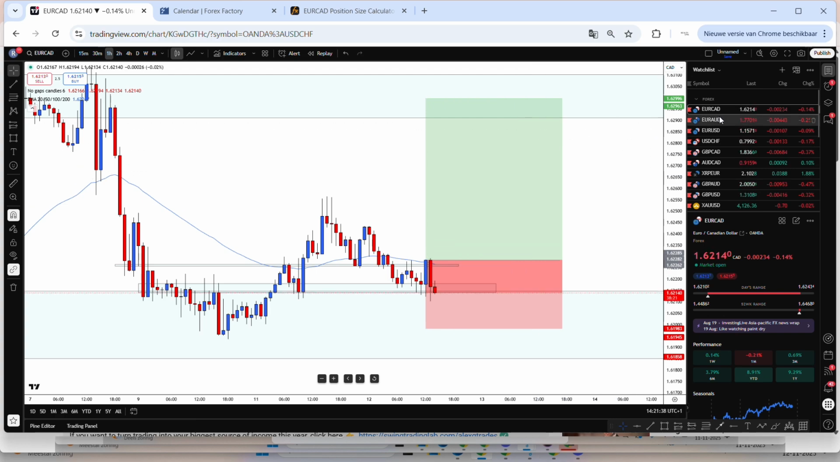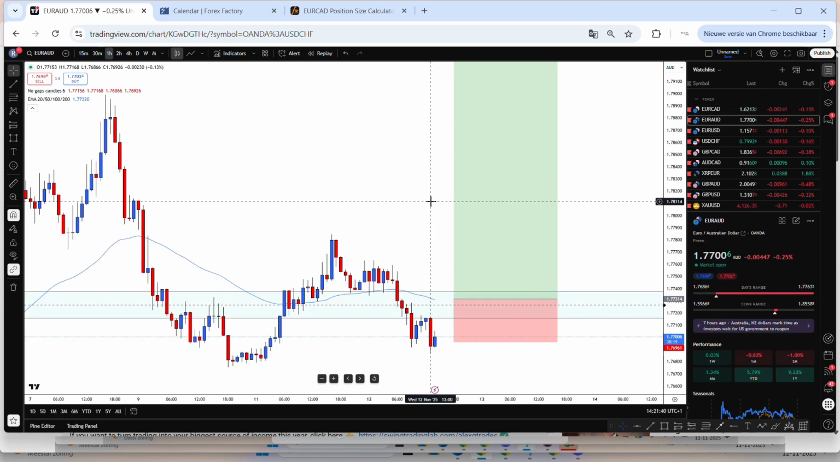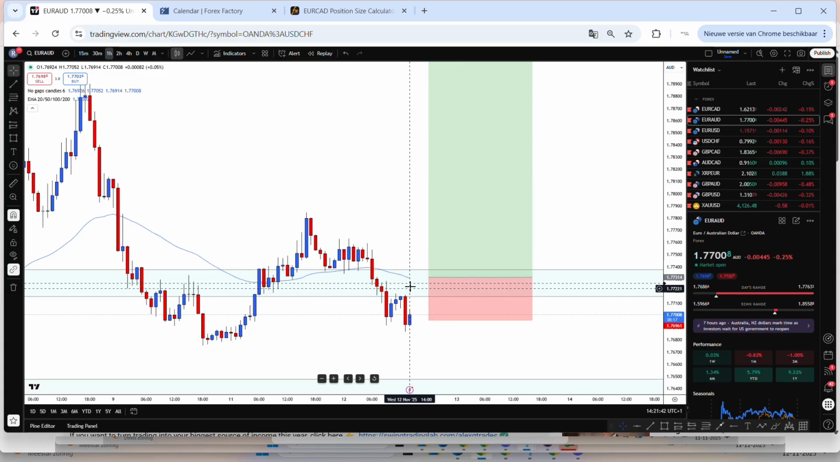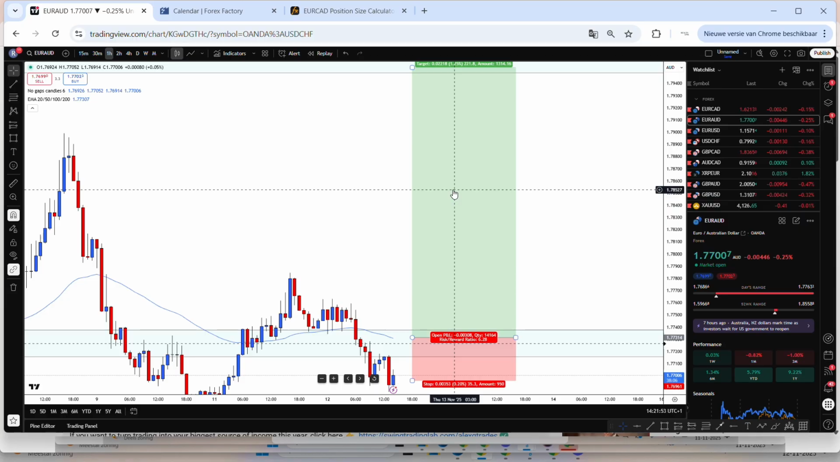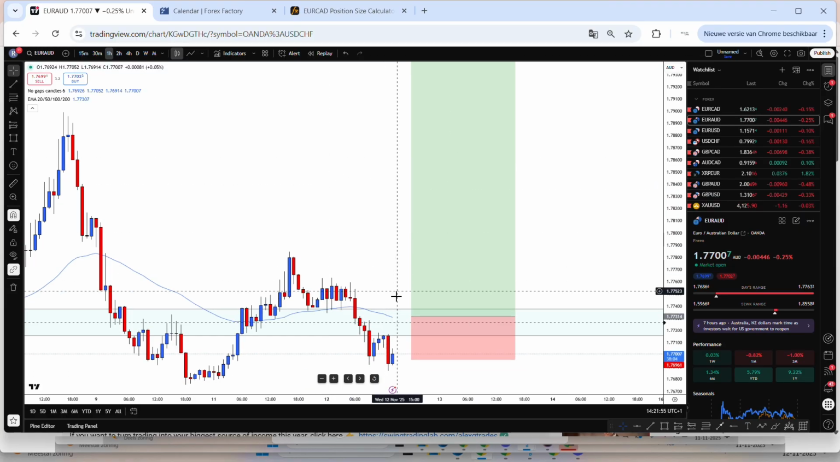So next up, Euro AUD. I will be waiting on a shift of structure, retest of the area, retest of the EMA, retest of the structure to buy up. As you can see, this is a really big risk to reward, so it's a beautiful trade. So I have my alarm set for that to happen.